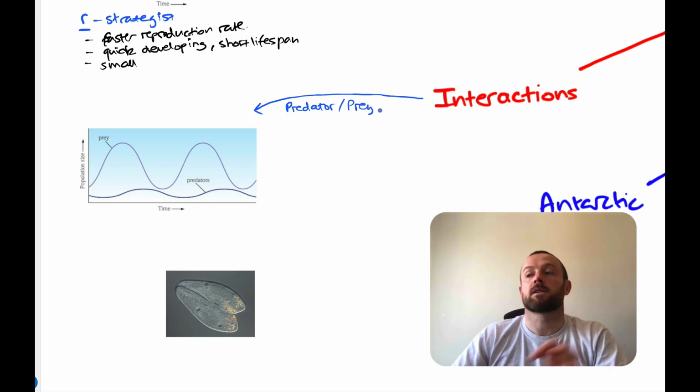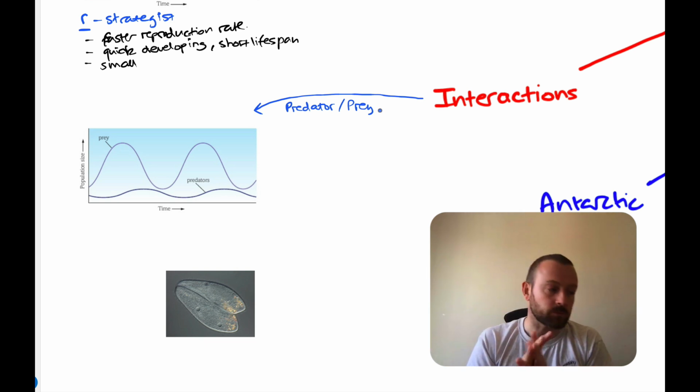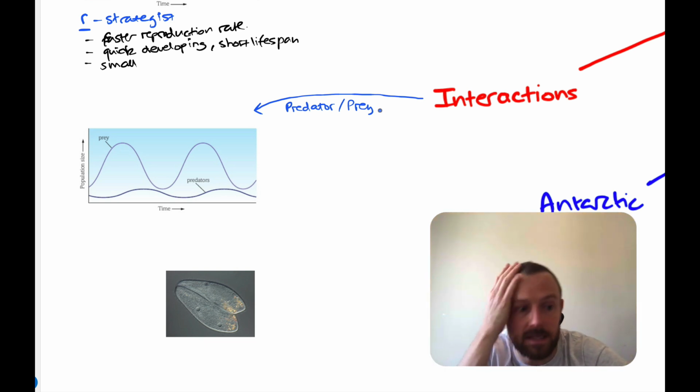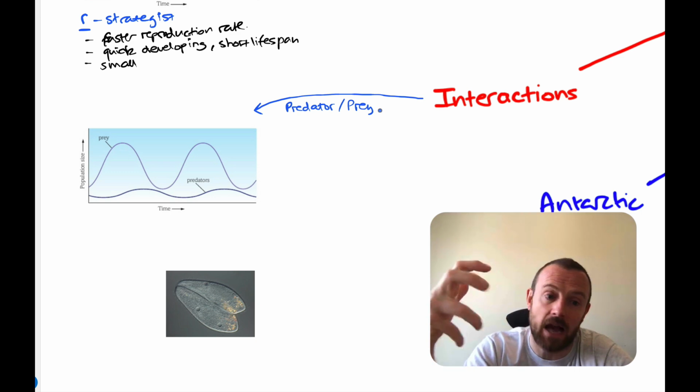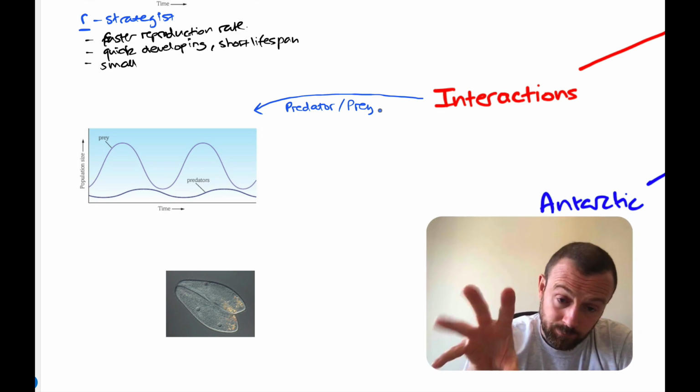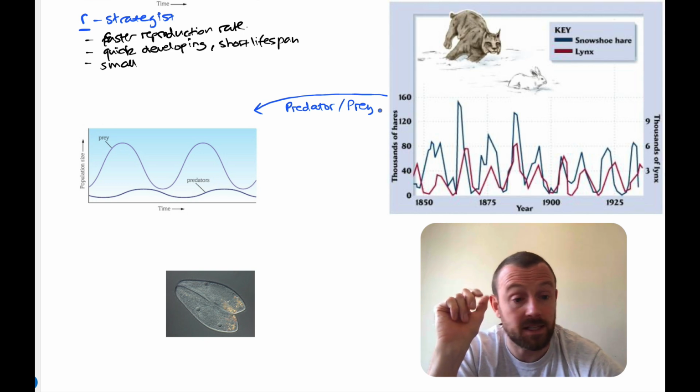So this science was kind of discovered in the late 1800s by fur trappers, okay? So you may, in an exam, be asked to analyze actual data. So here's just a little screenshot of this actual data from the 1850s.